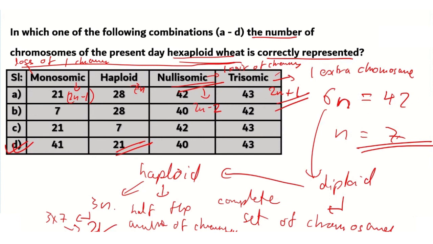So haploid means it's 3n, which is 21, and 2n minus 2 gives you 40, that is nullisomic, plus 1 gives you 43, that is trisomic, minus 1 gives you 41, that is for monosomy.